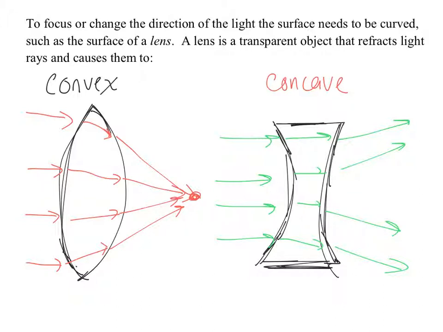Lenses are really just glass, but instead of being normal glass, what are they? They're shaped. It's glass that has been shaped. That's all a lens is, guys. Glass that has been shaped.